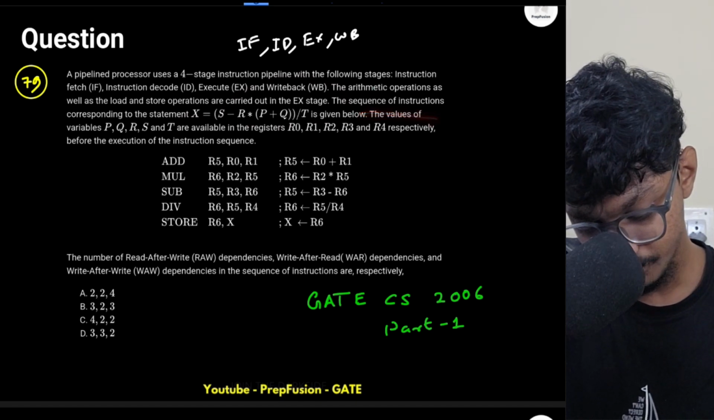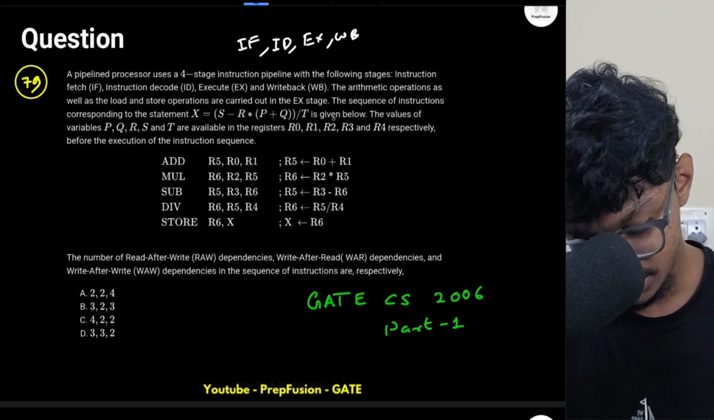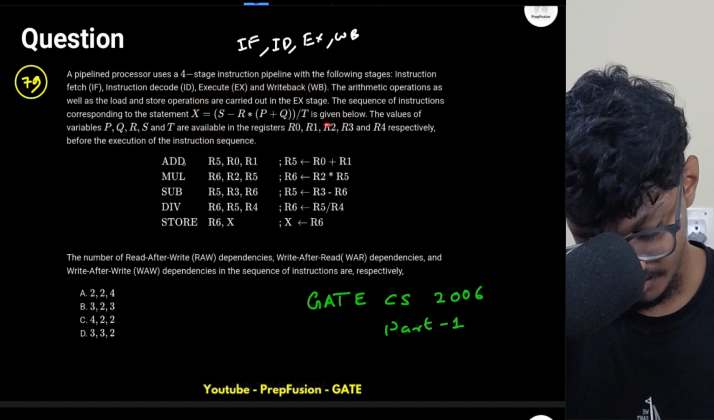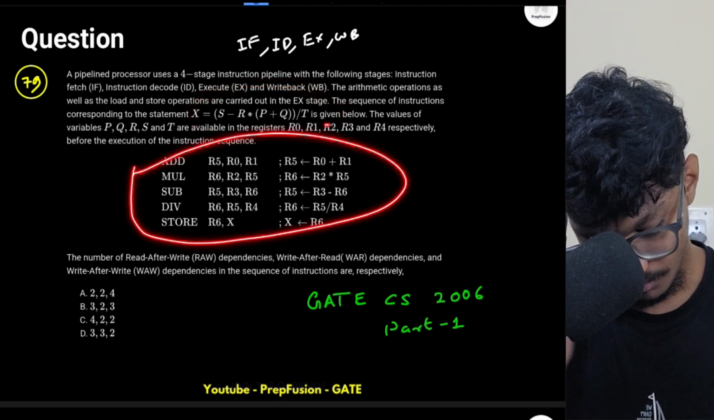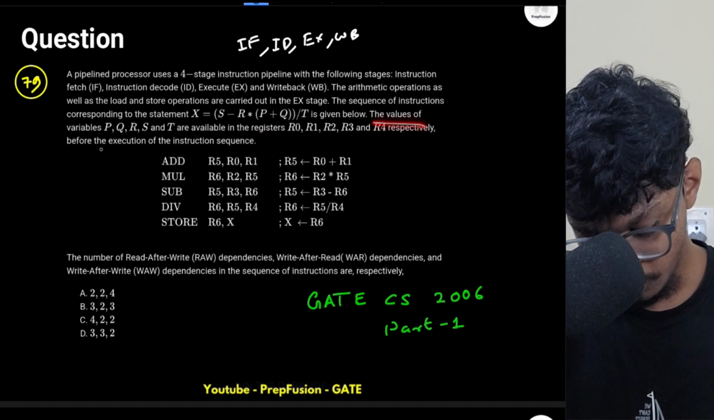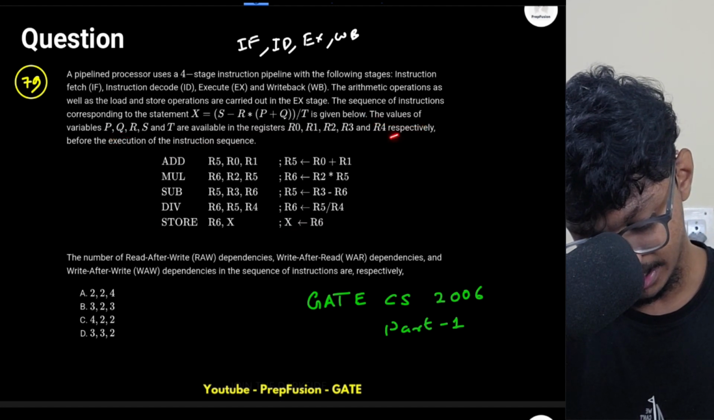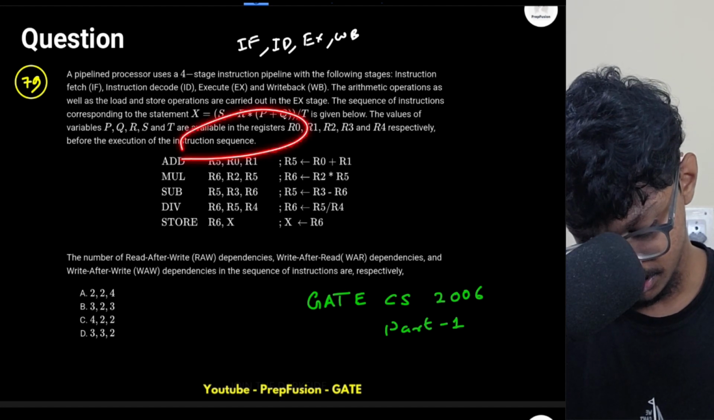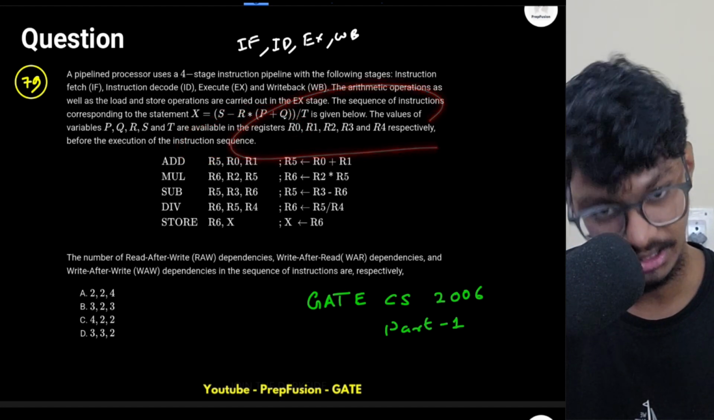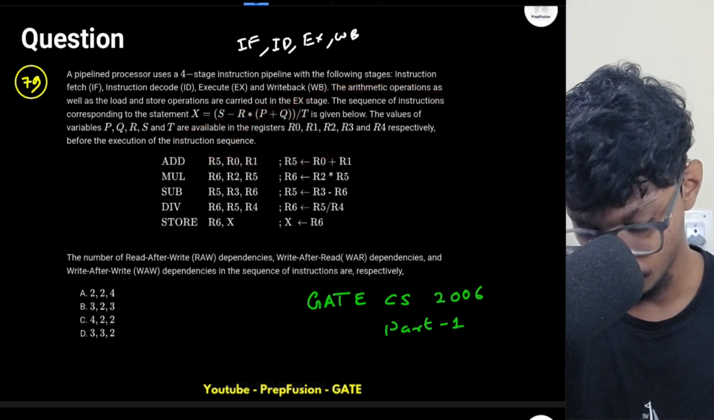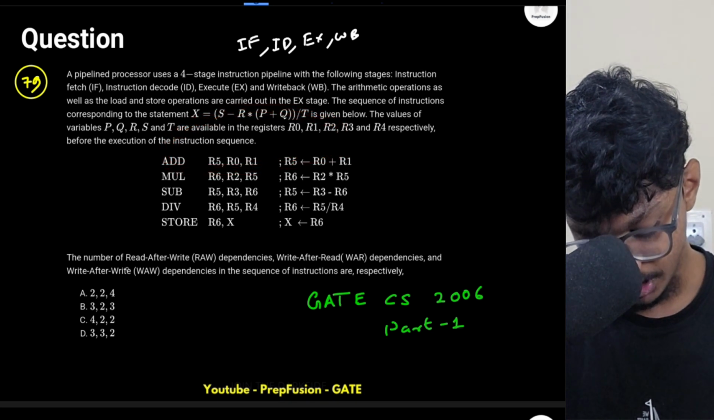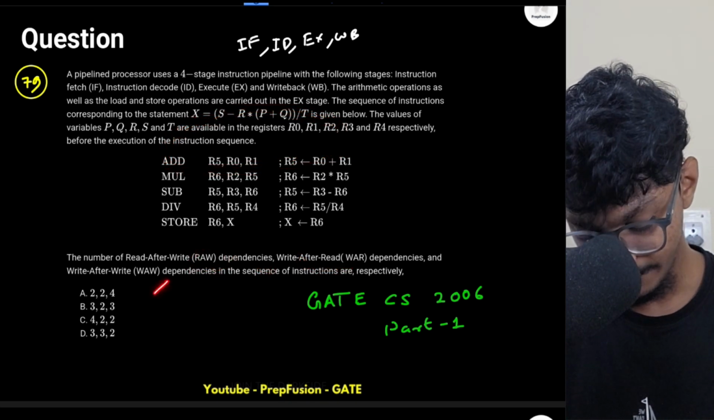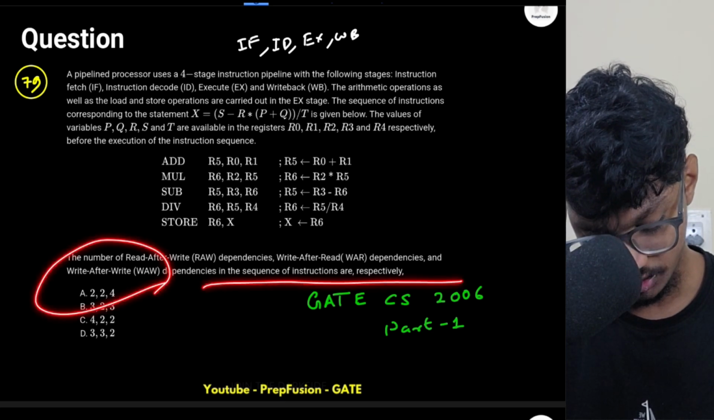The sequence of instructions corresponding to the statement S = R * (P + Q) / T is given below. The values of the variables P, Q, R, S are stored in these registers before the execution of the instruction sequence. They are stored in general purpose registers. The number of read after write (RAW) dependencies, write after read (WAR) dependencies, and write after write (WAW) dependencies in the sequence of instructions is asked.